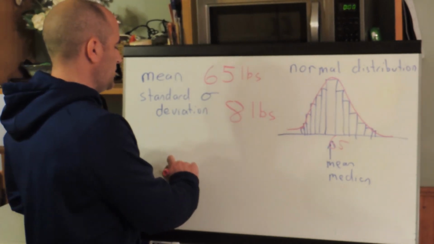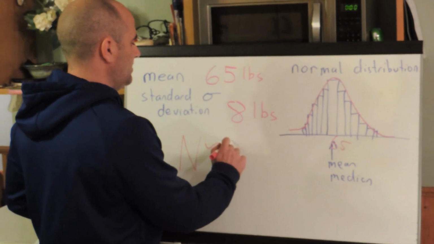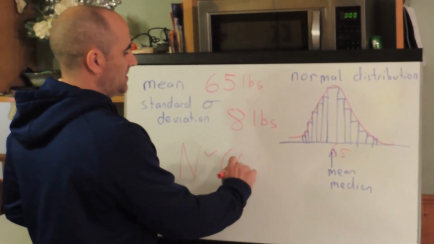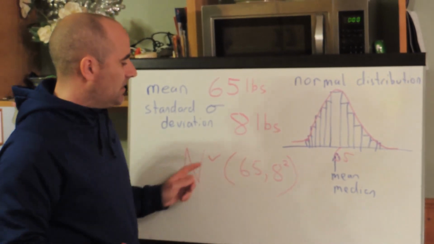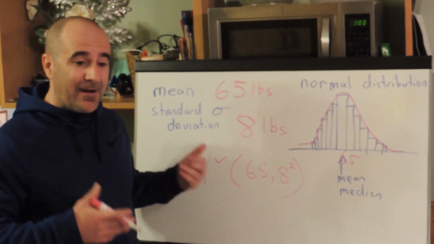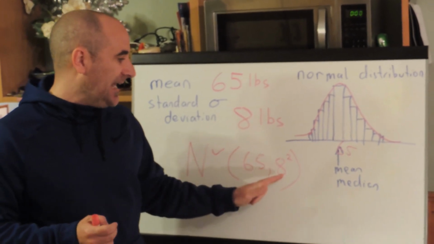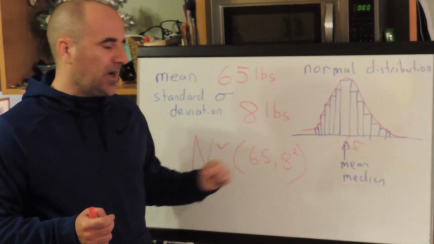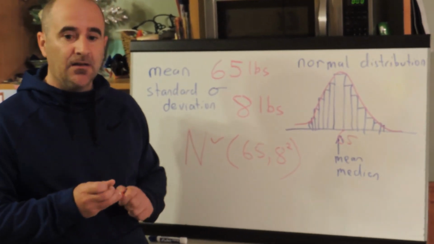Now, remember this notation as well. Summarizing this information right here, we can say N, use that little tilde there, 65 comma 8 squared is how we say that golden retrievers' weights are normally distributed with a mean of 65 and a standard deviation of 8. Keep in mind 8 squared, 64, that's what's called the variance, is the reason that we write it that way as well.